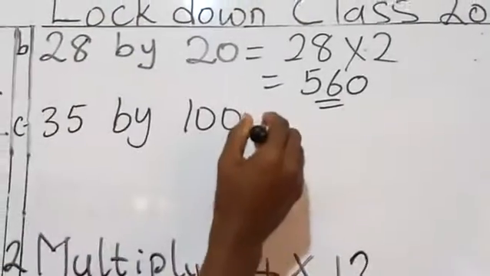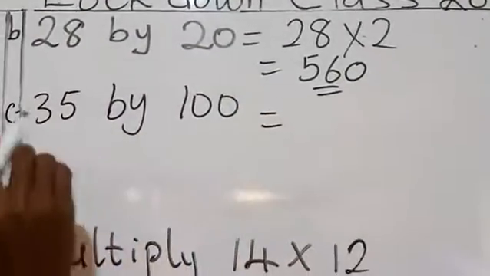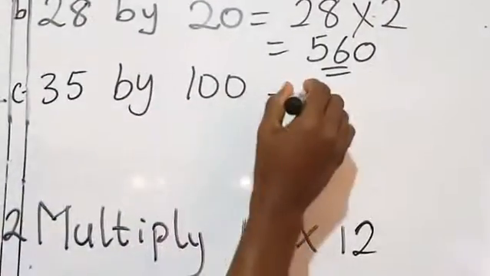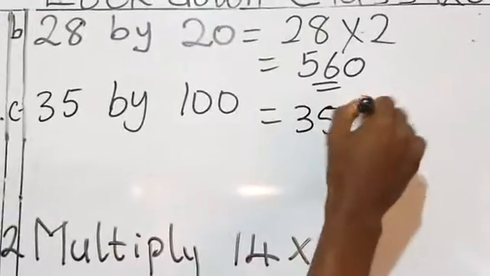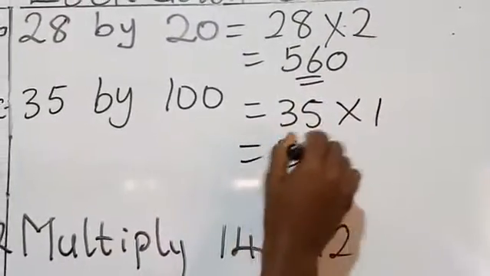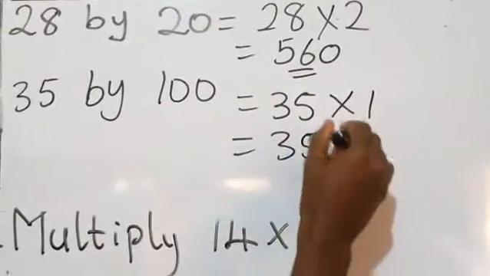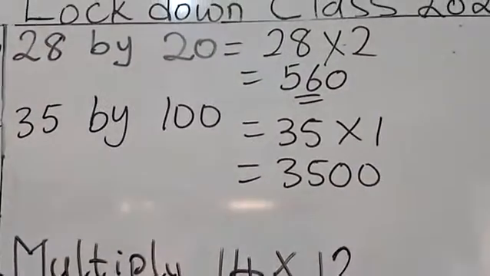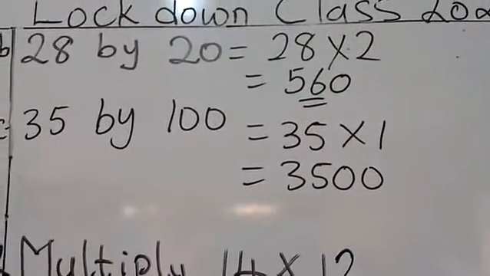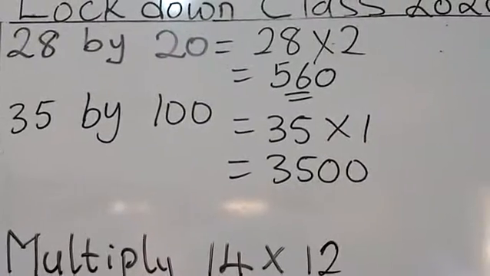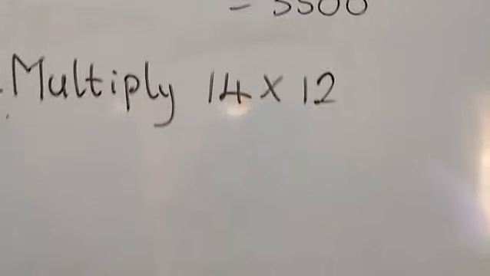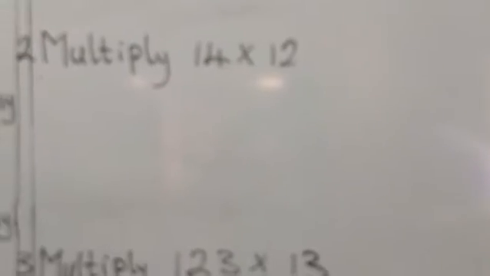How about when you're multiplying by 100? What does it say? We should multiply by 1, then we'll put the 2 zeros at the back. So that would be 35 times 1, which is equal to 35, then your 2 zeros at the back. So here we are done with the very simple ways to multiply by 10, 20, and 100. Now, in example 2 and 3, we'll learn how to arrange them according to their units.